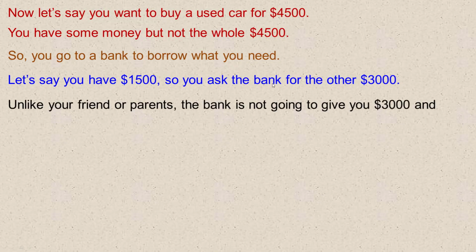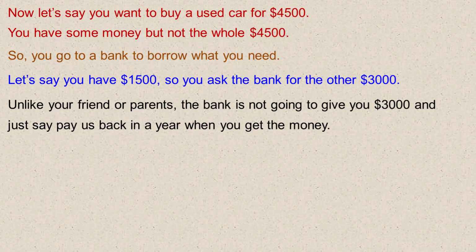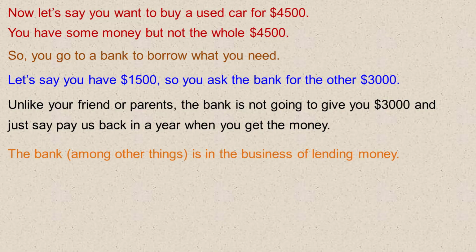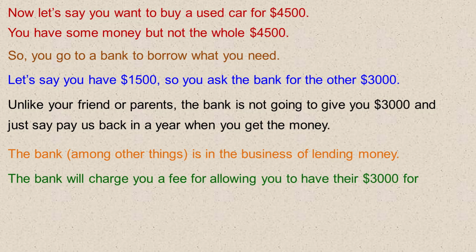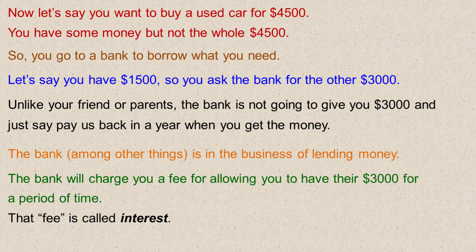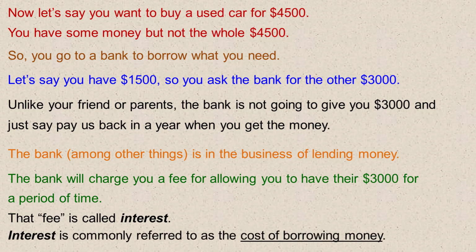Unlike your friend or your parents, the bank is not going to give you $3,000 and just say, pay us back in a year when you get the money. The bank, among other things, is in the business of lending money. Okay, they're a business. And so the bank will charge you a fee for allowing you to have their $3,000 for a period of time. That fee is called interest. Interest is commonly referred to as the cost of borrowing money.